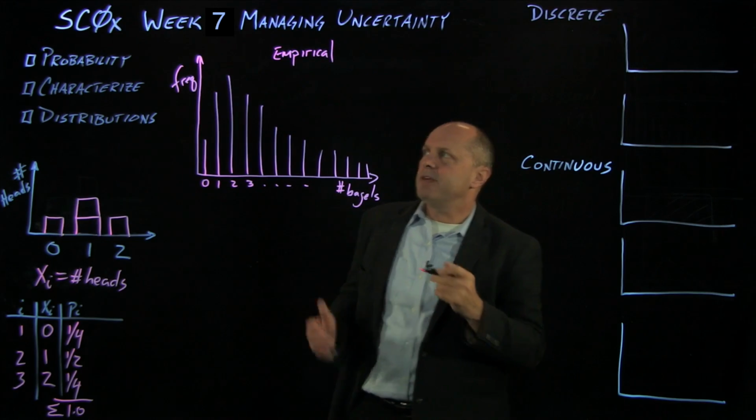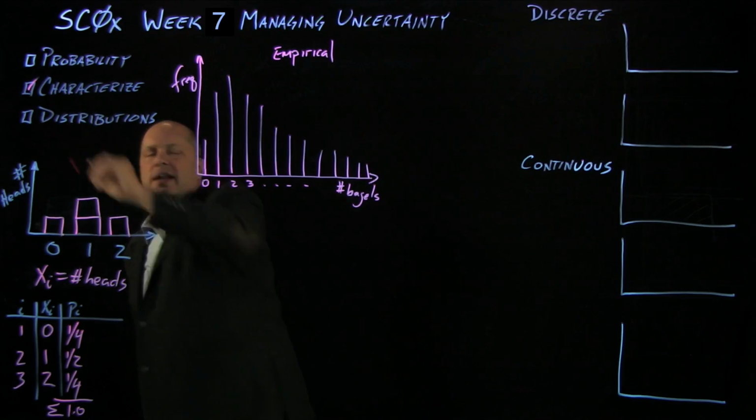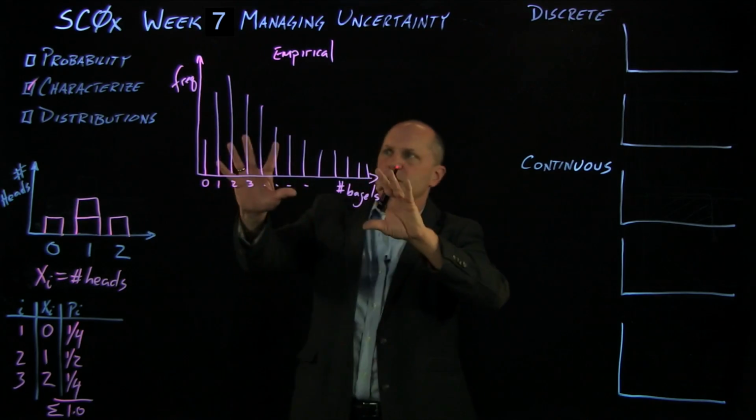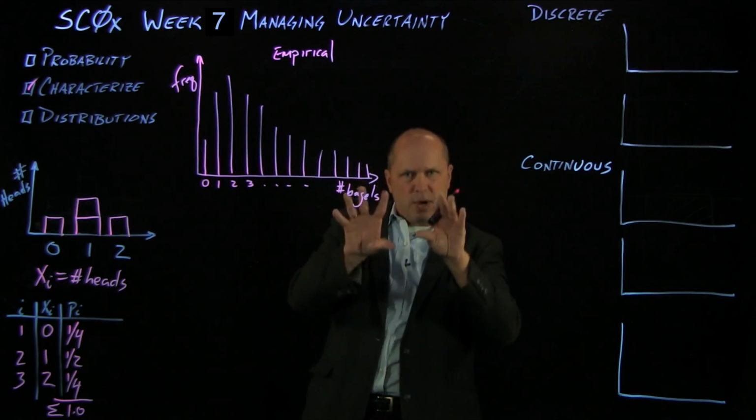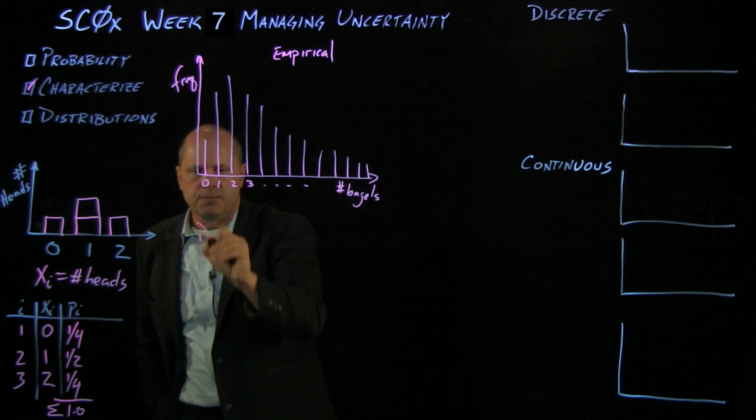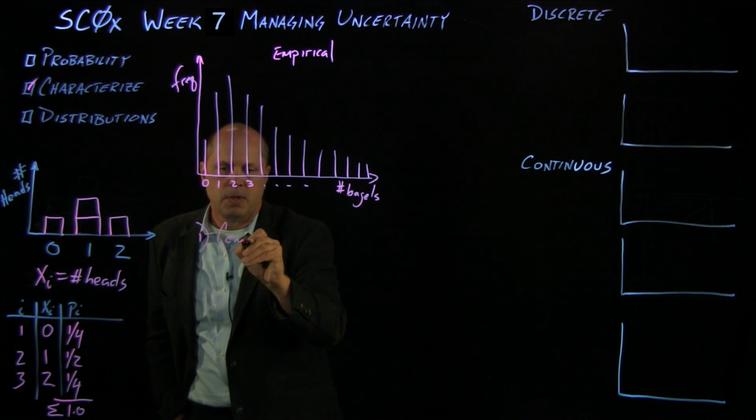So one of the questions we have here is, how do I characterize that? And so if I have this distribution, there's 2 main ways. There are many ways, but there are 2 ways that we're going to focus in. The first is what's known as central tendency.